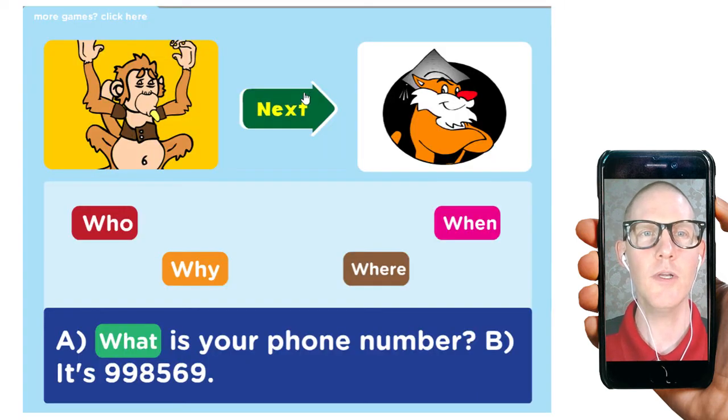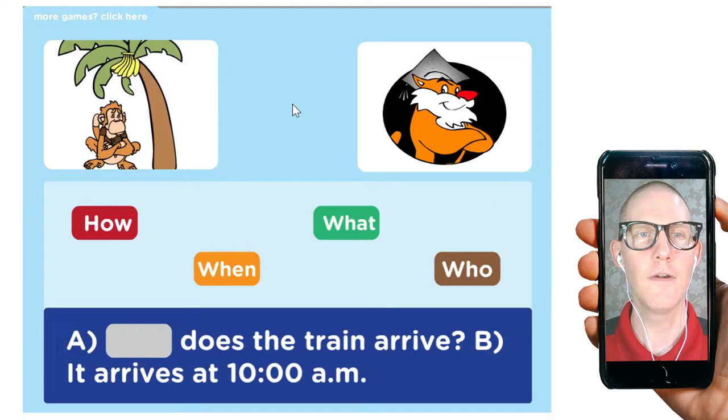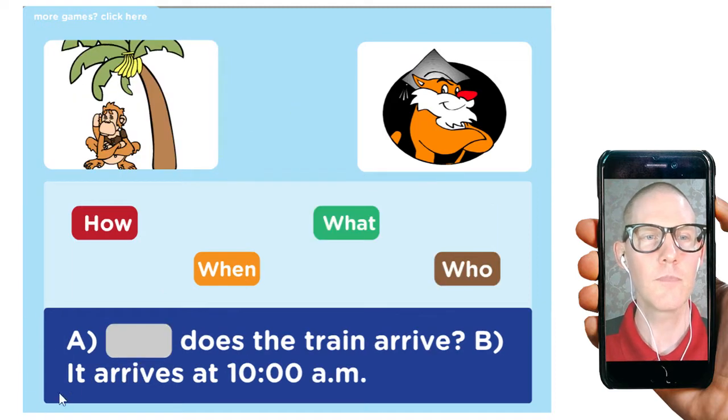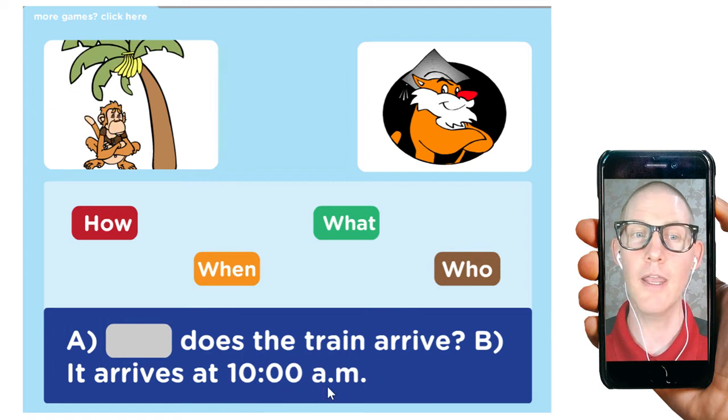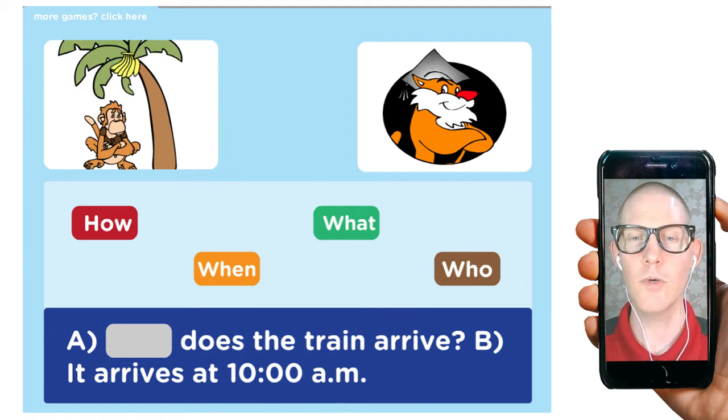Right, let's do question words. Here it is. Okay. Does the train arrive? It arrives at 10 a.m. Right, which question word goes in?